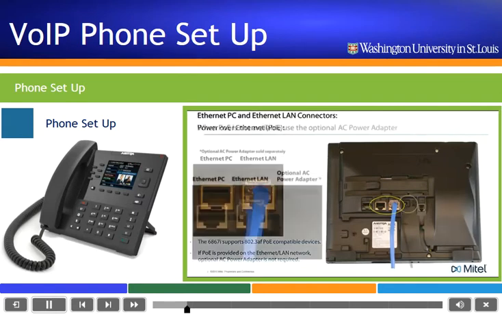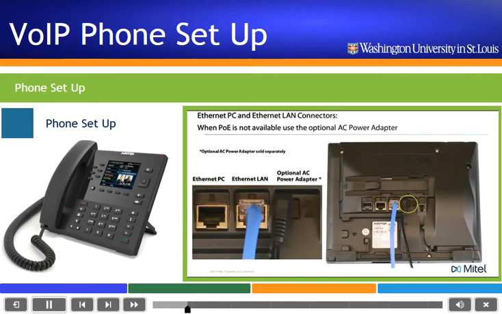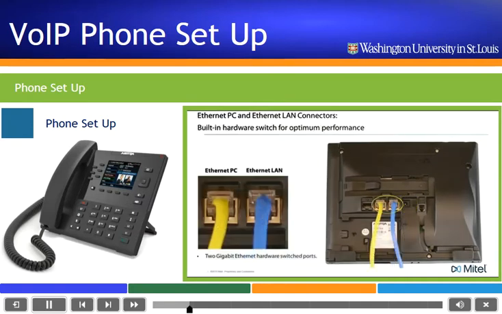But if your company does not provide power over Ethernet, then you will need to use the optional AC power adapter. Plug one end into the phone and the other end into an AC outlet. Now let's talk about the PC connector. These phones have a built-in high-performance Ethernet switch. This means you can share a single network connection with your phone and your PC and maintain a high-quality throughput. This can be very helpful if there's only one network connection in your area.